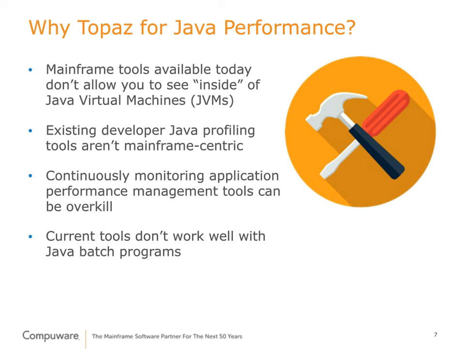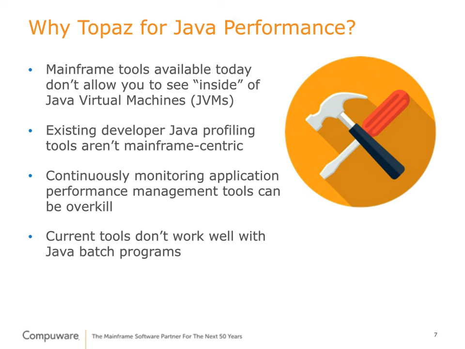All of these factors led us to create Topaz for Java Performance. It's important to understand why our solution is unique. Many mainframe performance tools often see a JVM as just another job in the system. They don't see inside the JVM to see what's actually happening within the Java code like our solution does. Many existing Java tools are also not mainframe-centric and thus might not account for the unique attributes of the platform.